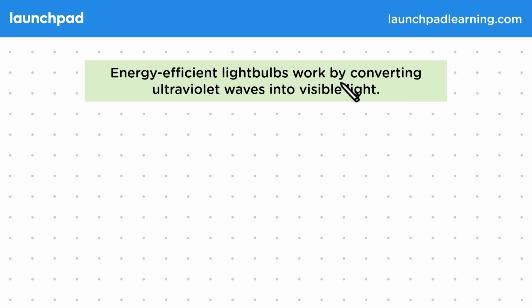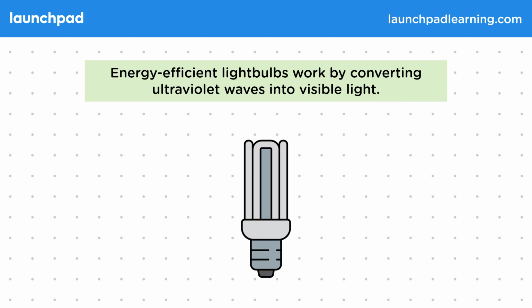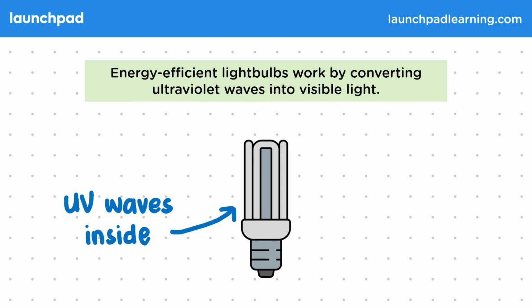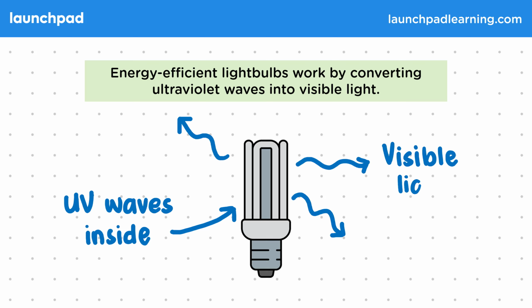Energy-efficient light bulbs work by converting ultraviolet waves into visible light. Here's an example of an energy-efficient bulb, which requires less electrical input to produce light waves than the filament bulb. The process is a bit too complicated to go into detail for at GCSE, but there will be UV waves produced inside the bulb. These are absorbed by chemicals in the bulb, and after a series of reactions, these chemicals will release visible light and illuminate a room.